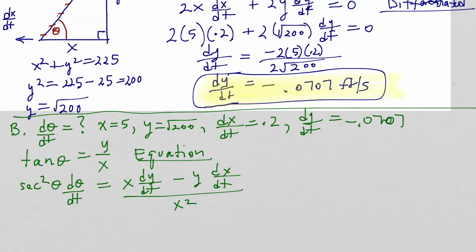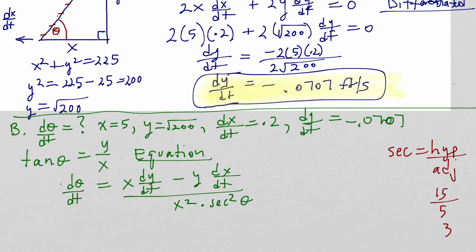All right, so let's look at the secant. The secant is the hypotenuse over the adjacent. Well, that's 15 over 5, so that's 3. So we've got secant squared is 9. All right, so we can put the secant squared over here. Let me just put it right here, because I'm afraid I'm going to run out of room.